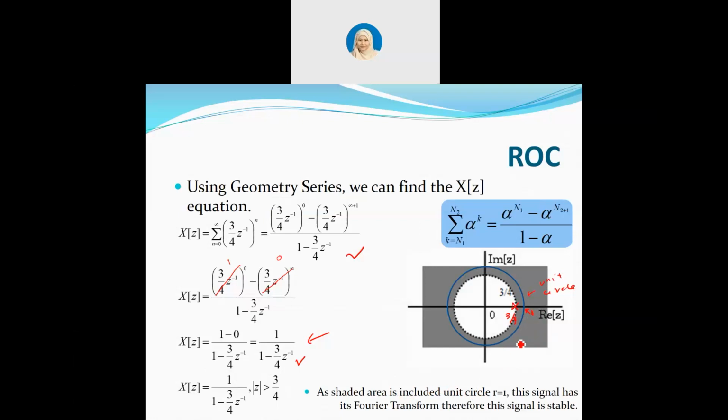If we look here, the shaded area is the ROC. All the shaded area is the ROC. Then since the unit circle is included, this signal has its Fourier transform. Therefore, this signal is stable. So, if we want to know whether a signal is stable or not, you must make sure that the unit circle is included in the ROC. The unit circle must be included in the ROC.